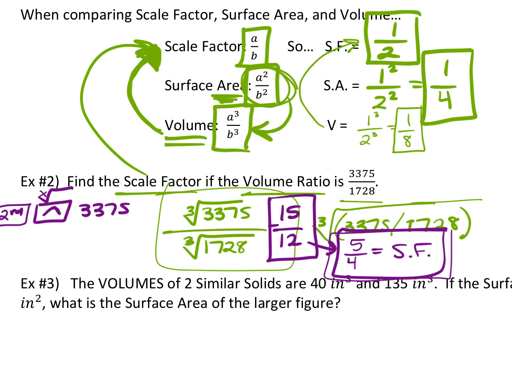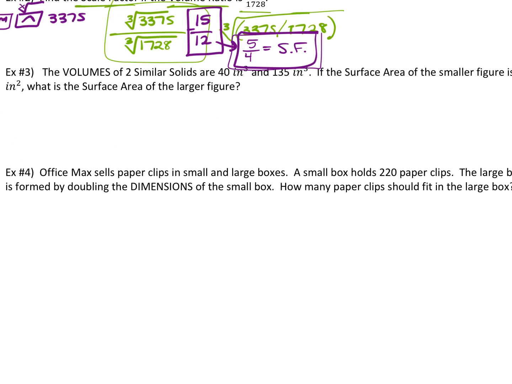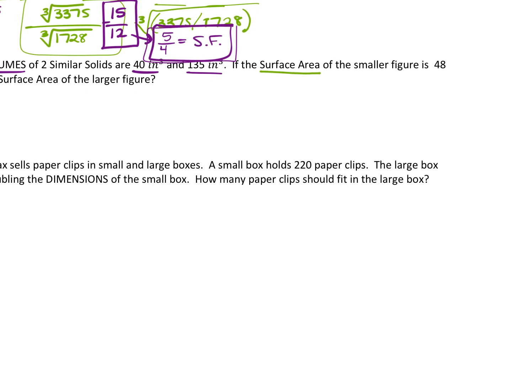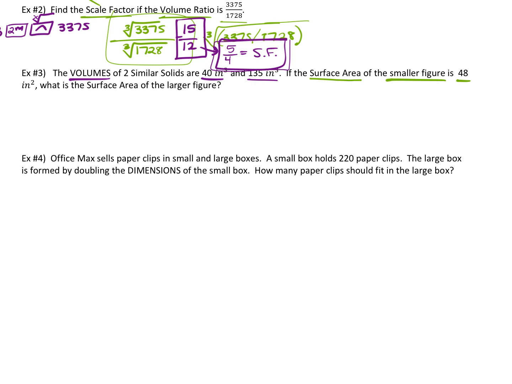Okay. This next one's my favorite one. But it's probably also the trickiest in terms of just how many steps you do and what order you do them in. So stick with me here. I believe you are fully capable of this. It says the volumes of two similar solids are 40 and 135. If the surface area of the smaller figure is 48 square inches, what is the surface area of the larger figure?